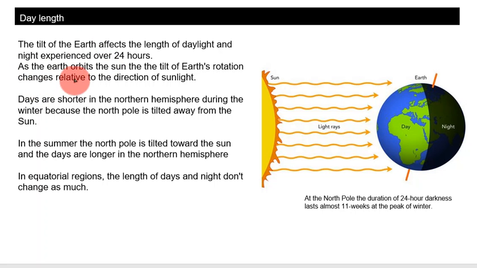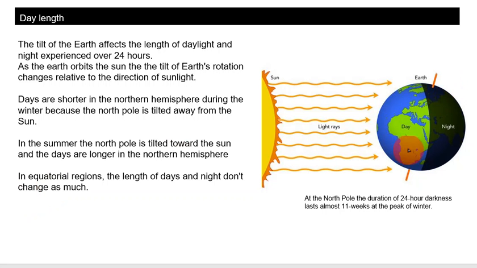As the Earth orbits the Sun, the tilt of Earth's rotation changes relative to the direction of the Sun. Days are shorter in the northern hemisphere during the winter because the northern pole is tilted away from the Sun. In the summer, the North Pole is tilted towards the Sun, and the days are longer in the northern hemisphere. So, in equator regions, the length of days and nights doesn't change all that much as well.